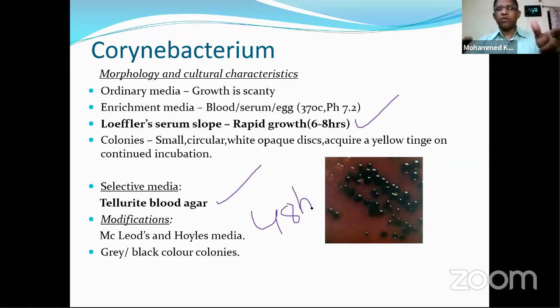But still, I would not confirm, because there are so many strains of diphtheroids that are inhabitants of your throat. Then how do you confirm, doctor? Loeffler's serum slope in 6 to 8 hours is presumptive: it could be or could not be. Potassium tellurite medium: it could be, strong suspicion. How do you confirm? I would do toxigenicity testing. I will use in vitro and in vivo tests, which we are going to discuss.